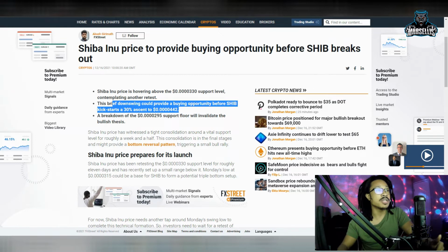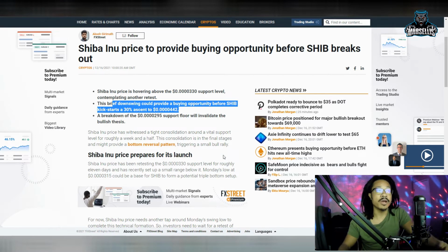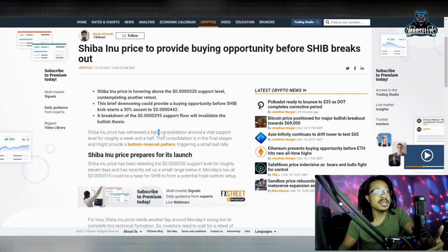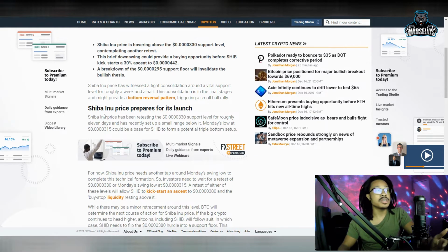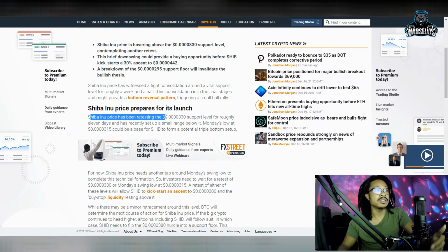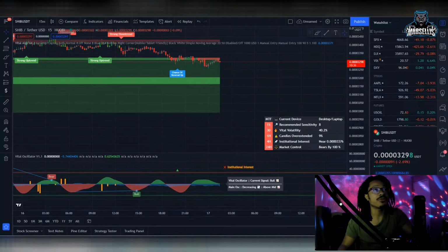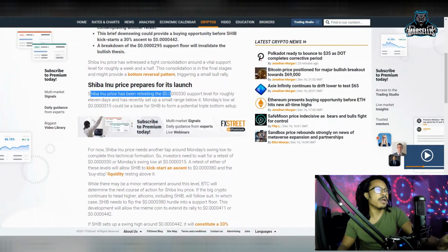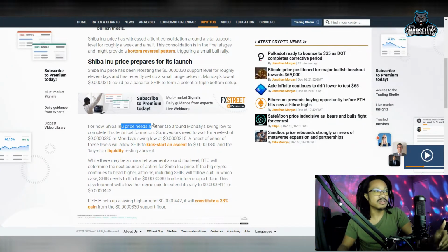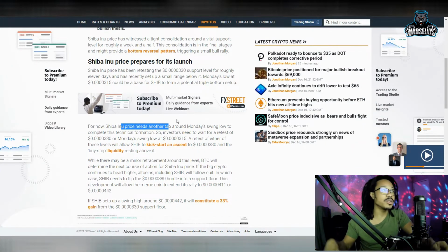So they're saying Shiba Inu price has witnessed a tight consolidation around a vital support level for roughly a week and a half. So this consolidation is in the final stages and might provide a bottom reversal pattern, triggering a small bull rally. Shiba Inu price prepares for its launch. Shiba Inu price has been retesting the 0.000033 support floor for roughly 11 days. We have been around here for a while. Now we're at 3298.